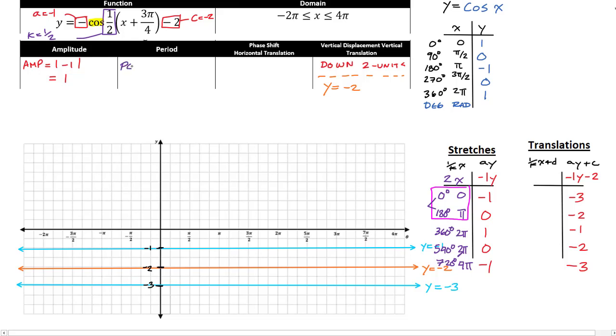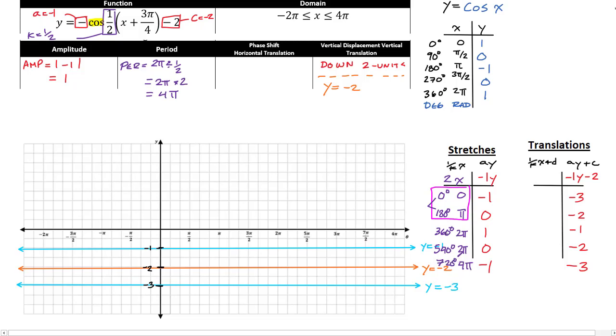The period, we want to write in both radians and degrees. It's 2 pi divided by k. So what's 2 pi divided by 1/2, sorry, I'm mixing myself up here. Divided by 1/2, that's 2 pi times 2. So it's going to be 4 pi. That's what we have at the bottom of our table down here, 4 pi.